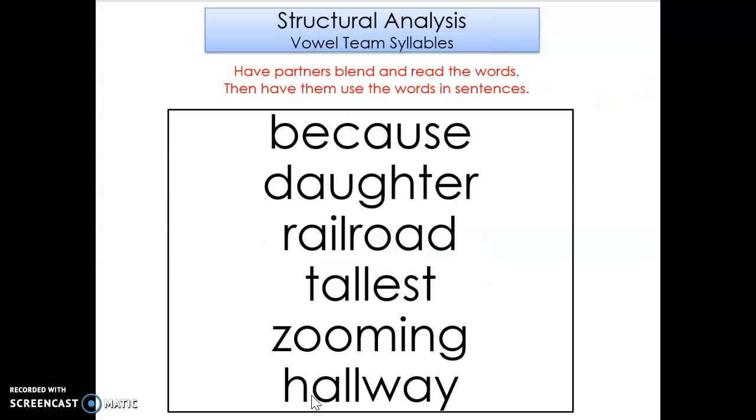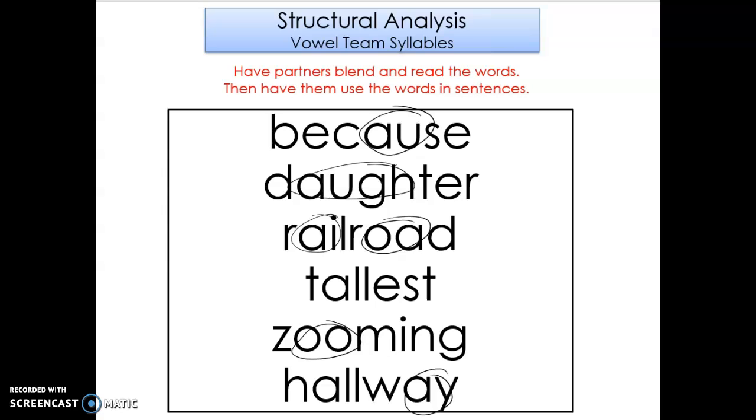Okay, looking here. What are some of the things that you are looking for? Can you find endings in this list? Can you find vowel teams in this list? I see a vowel team here. I see a vowel team here. Vowel team, vowel team, vowel team, vowel team.